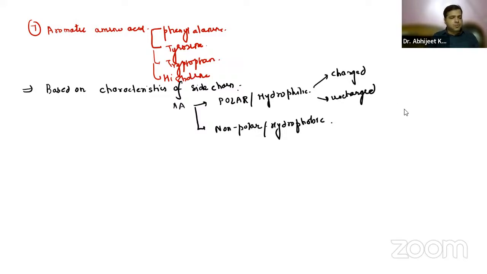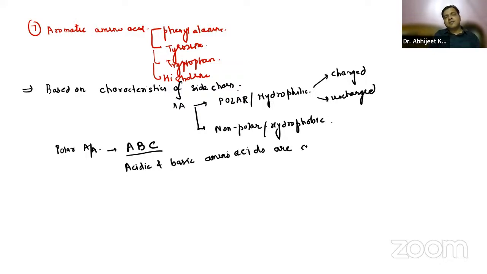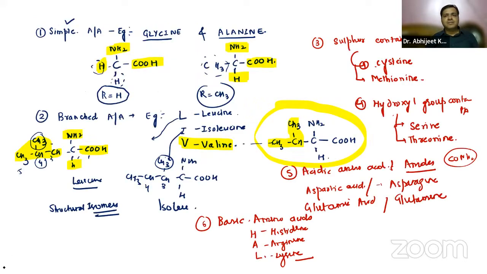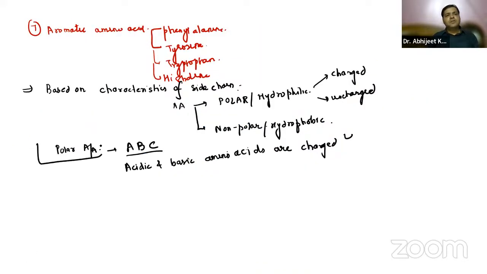Now the polar amino acids. You just have to remember ABC: acidic and basic amino acids are charged. We have already discussed the acidic amino acids, aspartic acid and glutamic acid, and the basic amino acids, histidine, arginine, and lysine. They are all polar amino acids.